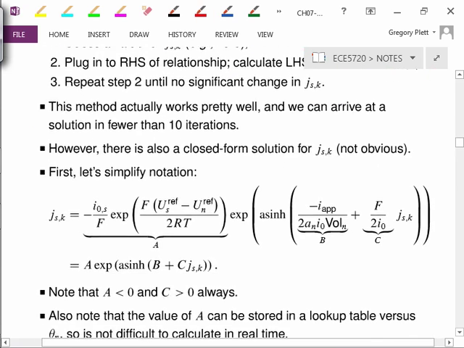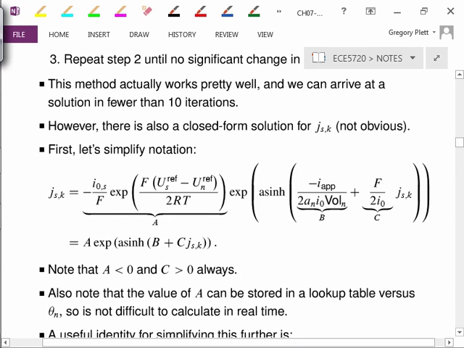However, we found out later that there is a closed form solution for Js, and I don't think it is at all obvious that this is the case.